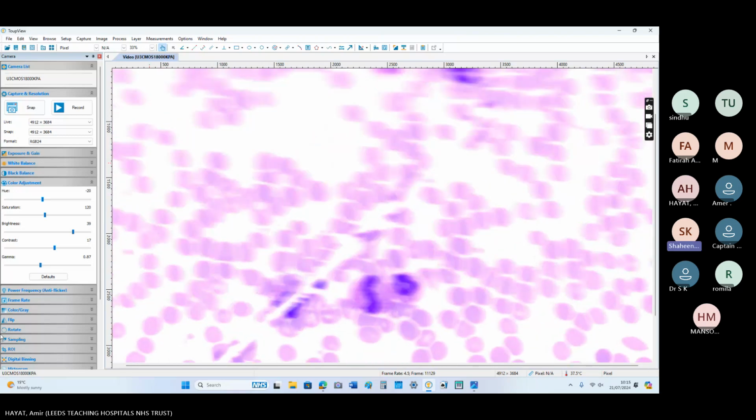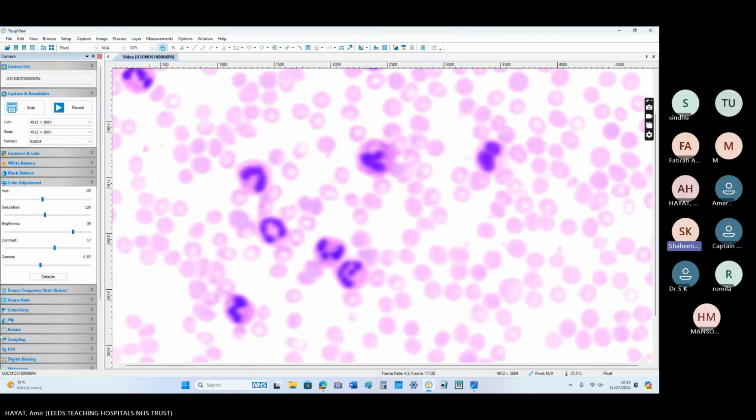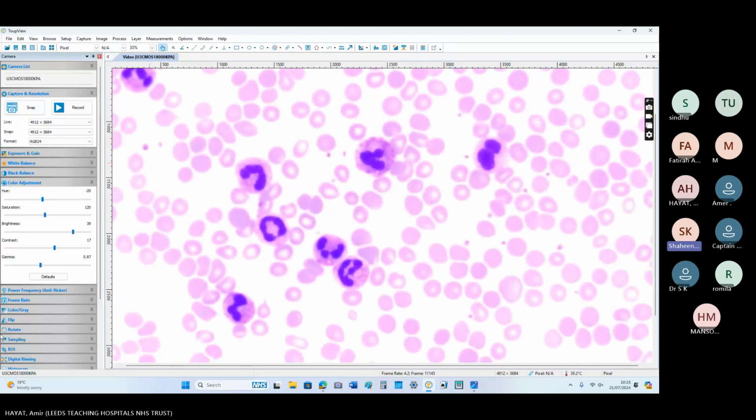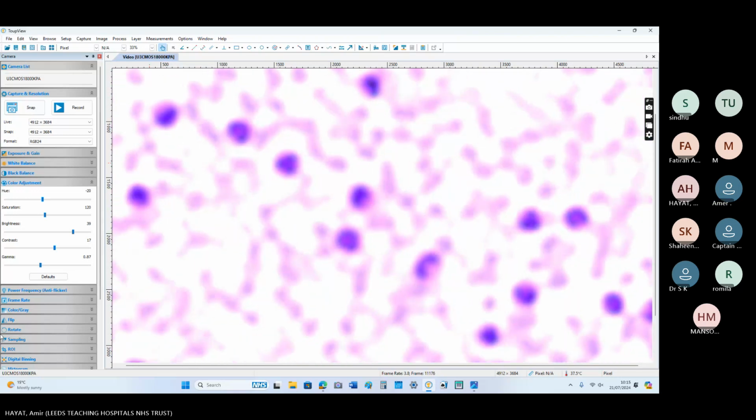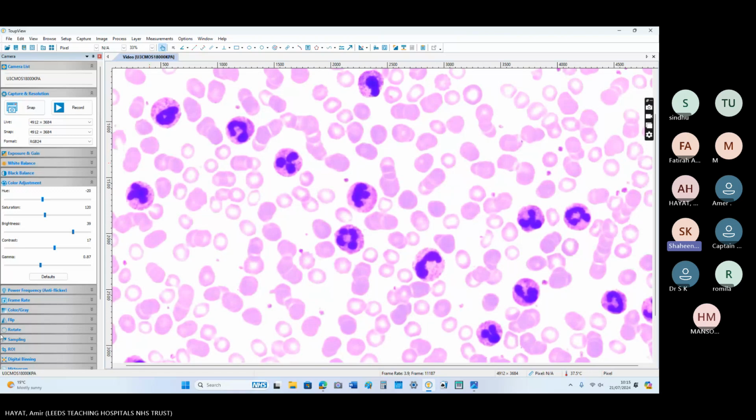Amit, can you move to the little bit on the body of the smear, because you are on a thin side. Okay, yes, it's good. Now you can report.